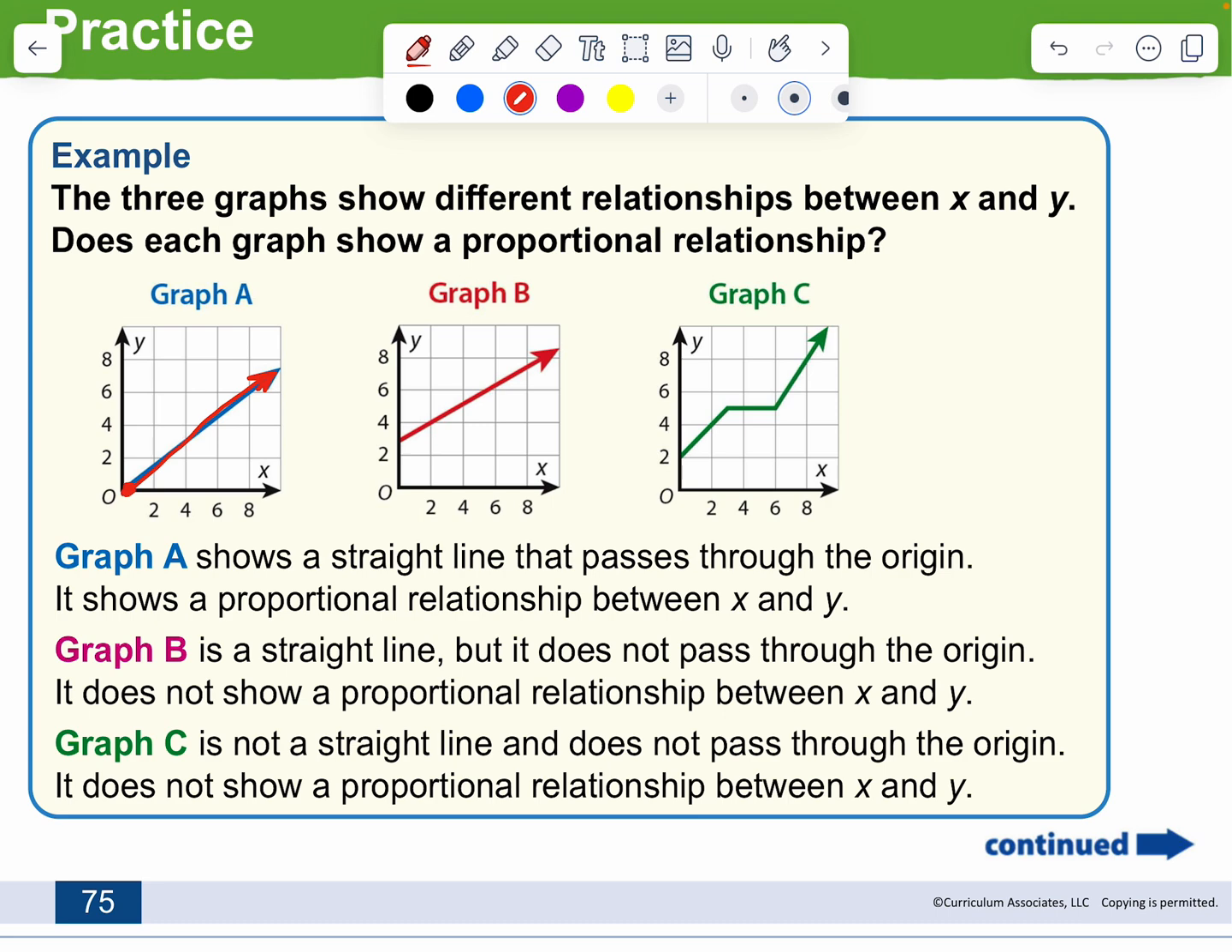Graph B. Does it pass through the origin? Nope. So we know it's not a proportional relationship. In graph C, does it pass through the origin? Well, we already know that it's not a proportional relationship, and it's not even a straight line, so it's got 2 strikes against it. So only A is a proportional relationship.